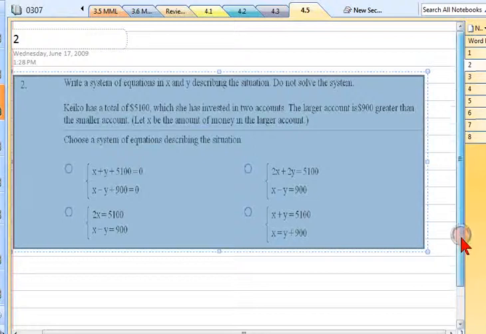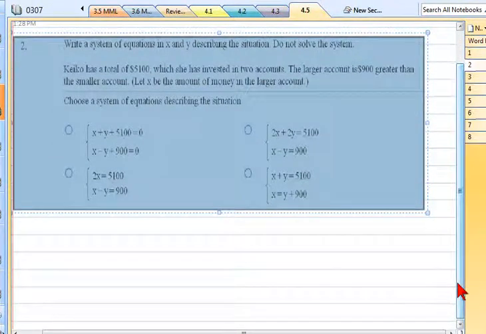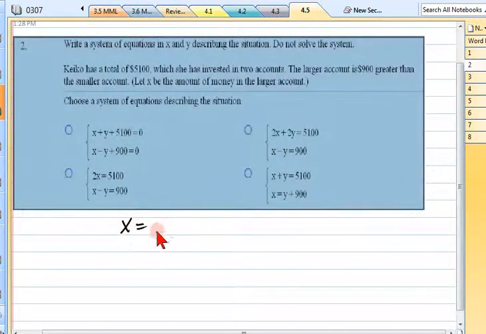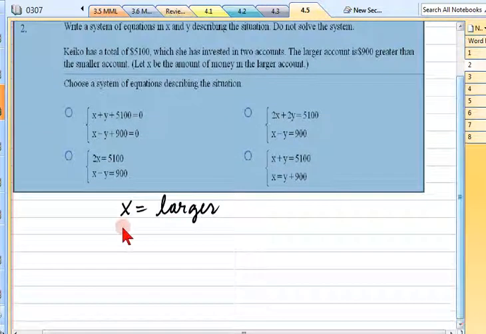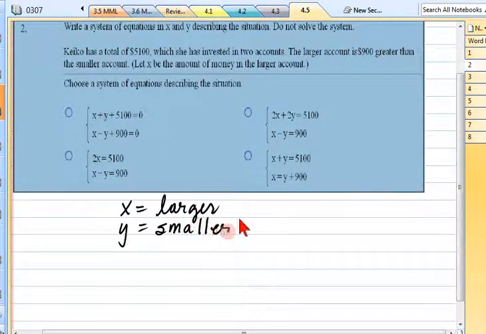Now, usually you decide which one is larger and smaller, but the author of the problem told us. You let X equal the larger. Write that down, which means Y will be the smaller. Now, every single time I refer to the larger account, I must use X, and every time I refer to the smaller account, I have to use Y. I'm looking for 2 complete independent thoughts.